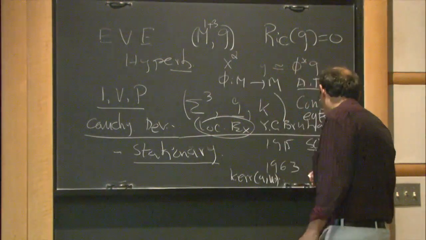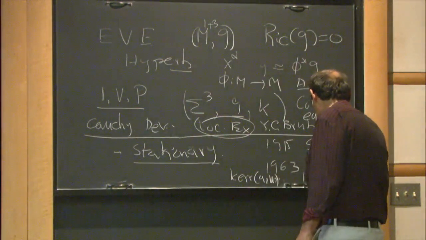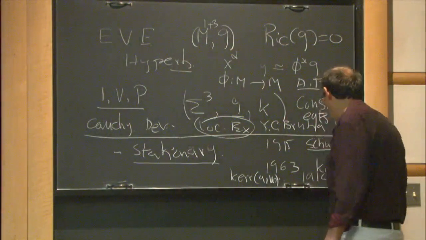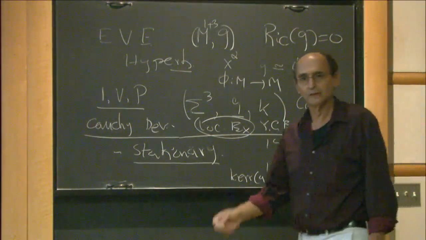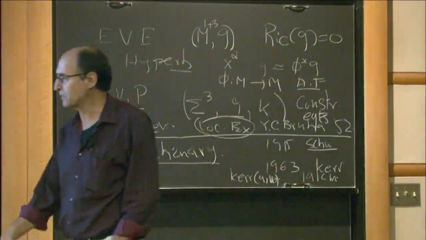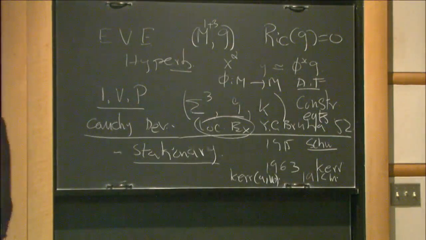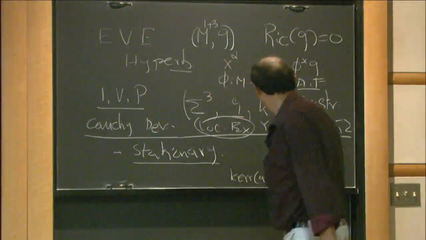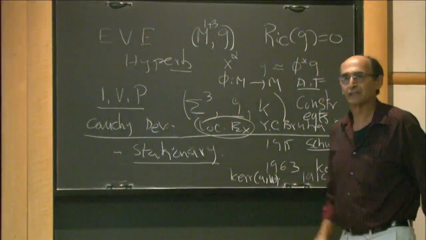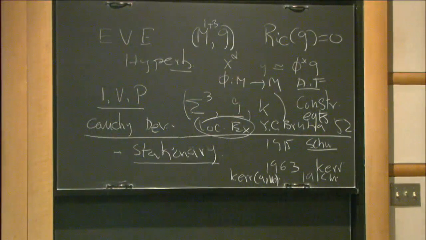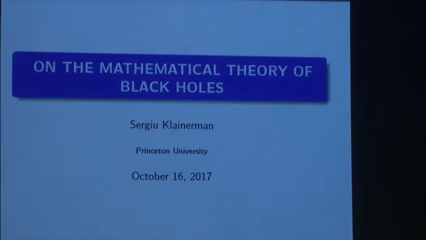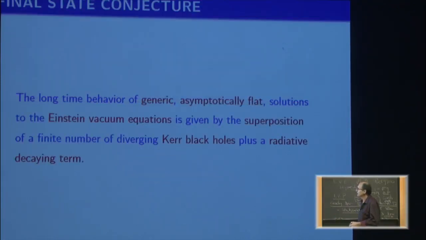I will make the assumption that the absolute value of A is much less than M, which has something to do with the fact that these black holes are not extreme. The extreme case would be A equal to M, and if A is larger than M, then this becomes non-physical. There are violations of cosmic censorship. Okay, so in any case, this is the context in which my lectures will take place.